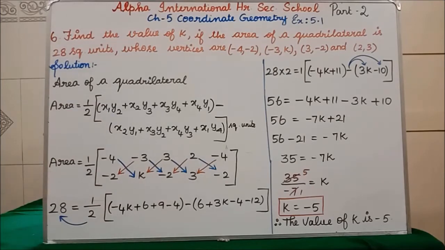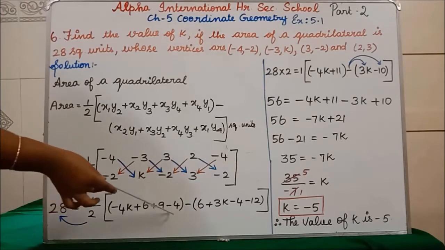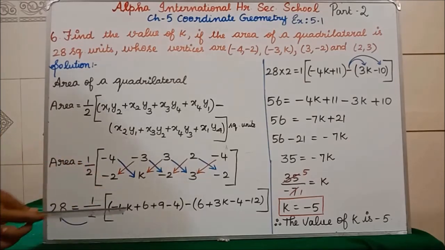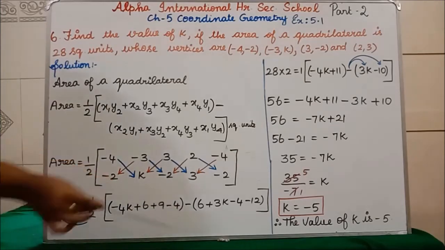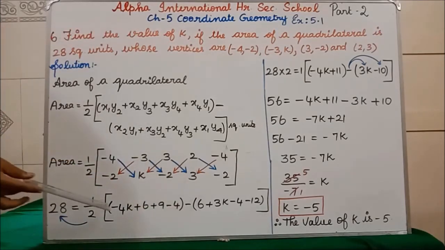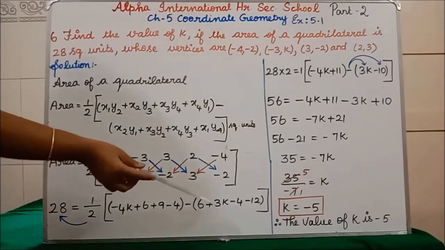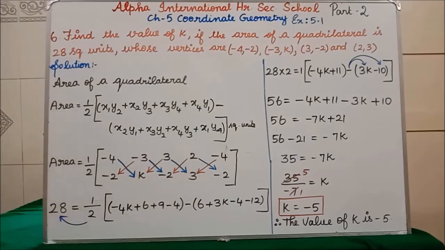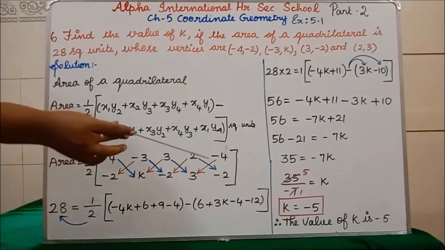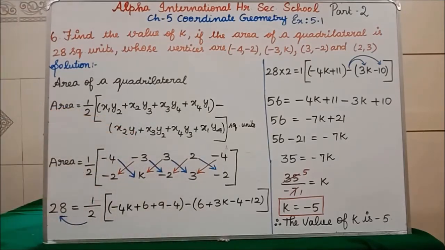In the next step, if you see here, minus 4k, there are no other k terms. So 6 plus 9 is 15, 15 minus 4 is 11. So I have written there minus 4k plus 11. Clear? Similarly here, we have 6, 6 minus 4 is 2, plus 2, 2 minus 12 is minus 10. So I have written there 3k minus 10.